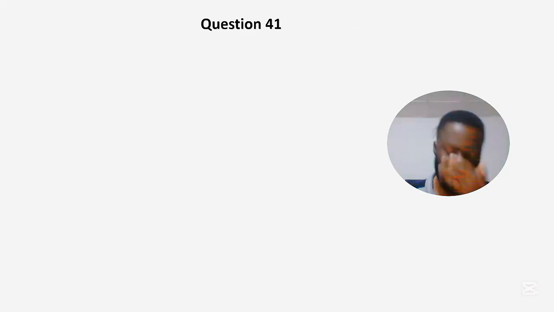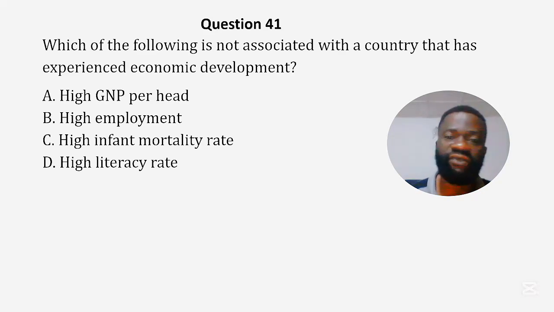Question 41. Which of the following is not associated with a country that has experienced economic development? A. High GNP per head. B. High employment. C. High infant mortality rate. And D. High literacy rate.